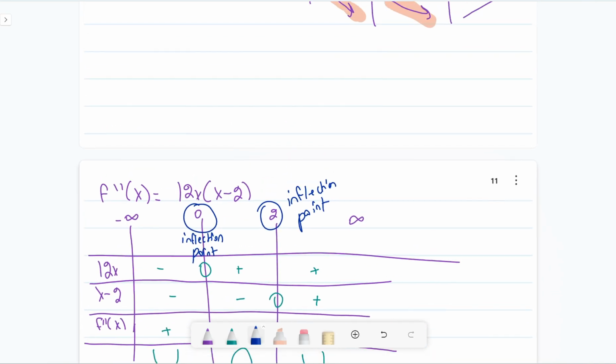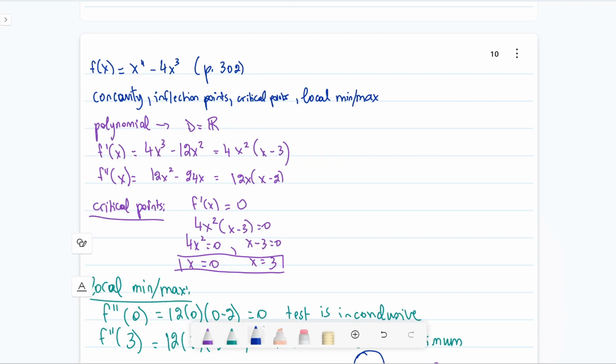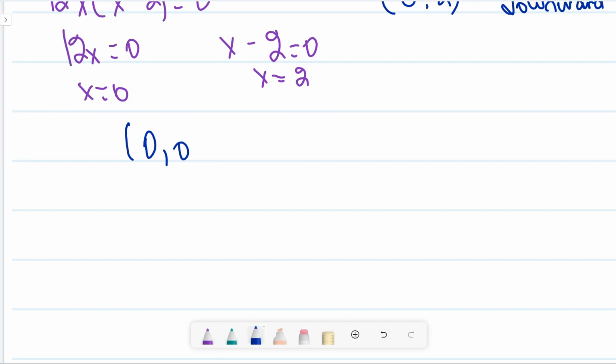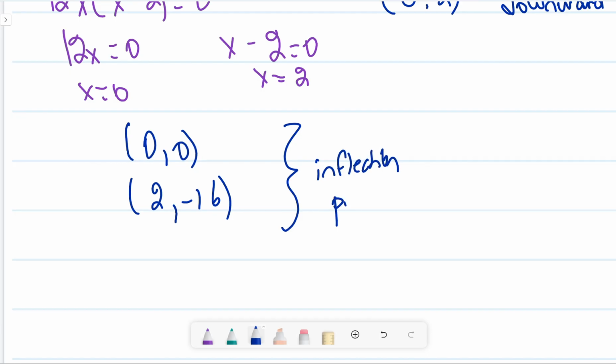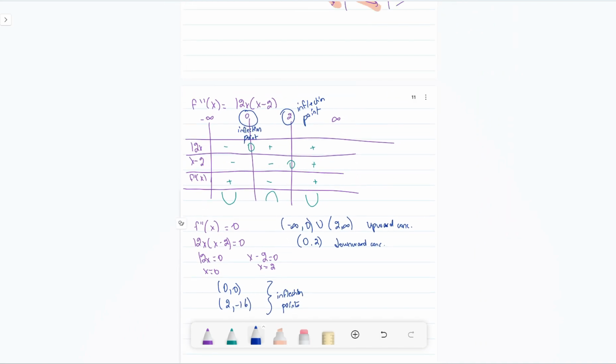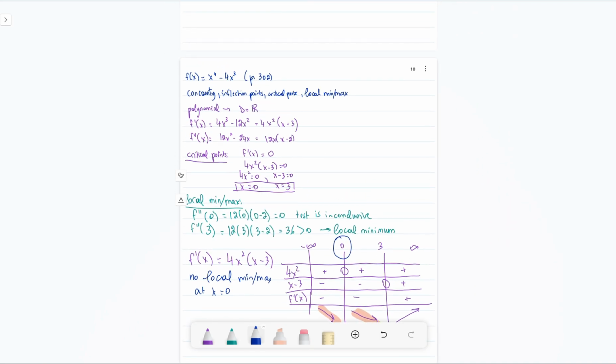So if we plug in x equals 0 and x equals 2 in our initial function, we find the coordinates, which end up being (0, 0) and (2, negative 16). These are our inflection points. And in this way, we would have answered this question. And this question is preparing us for other questions about curve sketching.